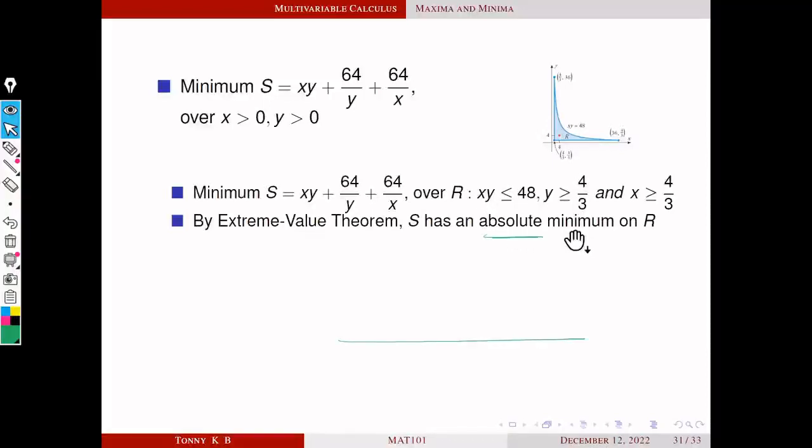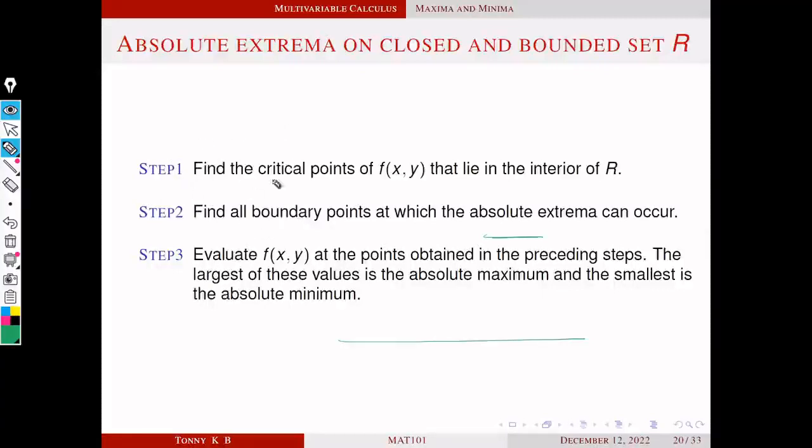We have mainly 3 steps. These are the 3 steps for finding the absolute extremum. Find the critical points of f of x, y that lie in the interior of R. In this case, we have only one interior point, that is (4, 4), interior to this almost triangular shaped region. This is our R.